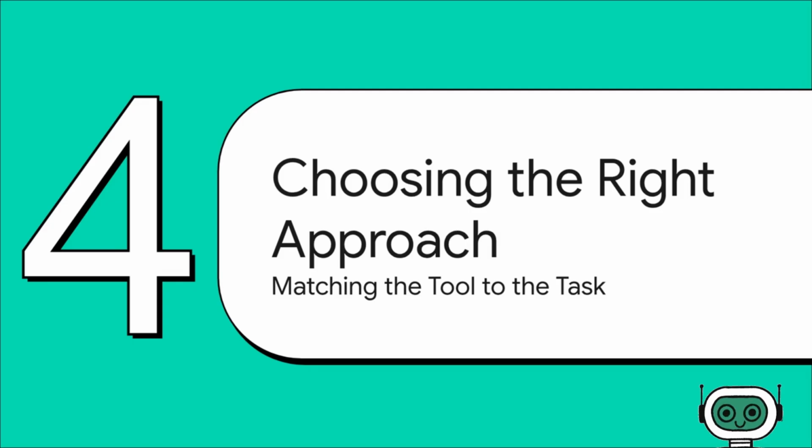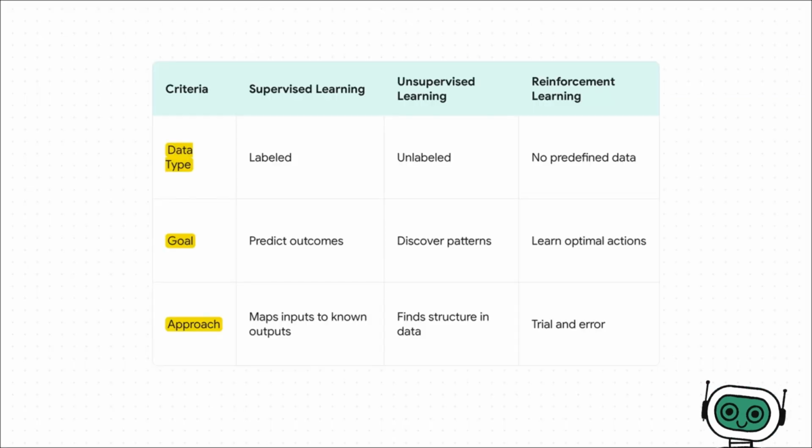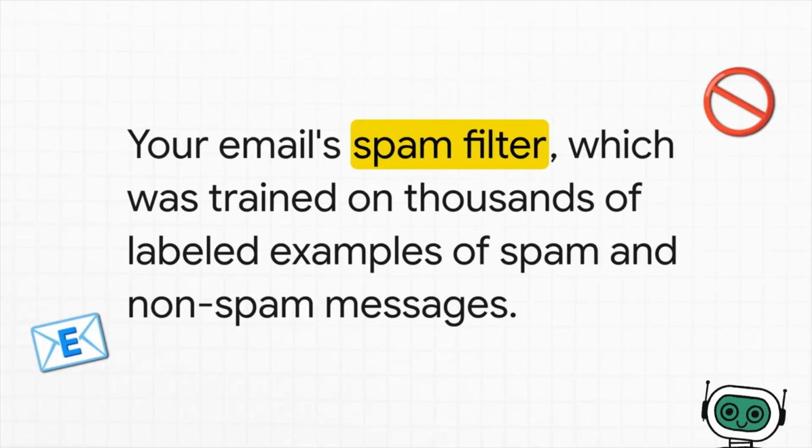So we've got our apprentice, our detective, and our explorer. How do you know which one to hire for the job? Well, it almost always comes down to two simple things: the data you have and the problem you're trying to solve. Let's just lay it out. If you have labeled data and you want to predict an outcome, that's a supervised task. If you have unlabeled data and your goal is to discover hidden patterns, that's an unsupervised task. And if you need a system to learn the best series of actions through interaction with an environment, that's a job for reinforcement learning.